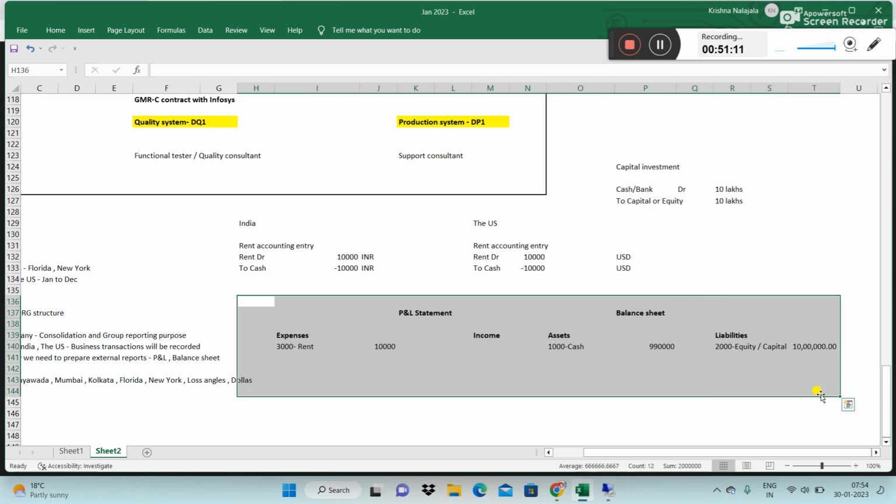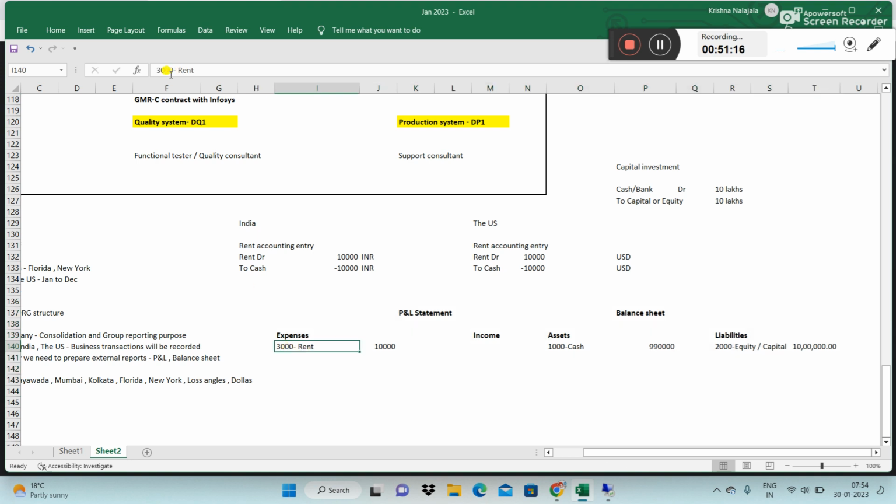If they take different numbers, what happens? For rent, let's say they take another number, maybe 3001, in another company code. What is the problem? Then another account will be opened. That is correct. In India, we are using the 3000 number for rent. We recorded like this. In the US, they've recorded rent in another account, not the same account. What happens? Where do we see a problem?